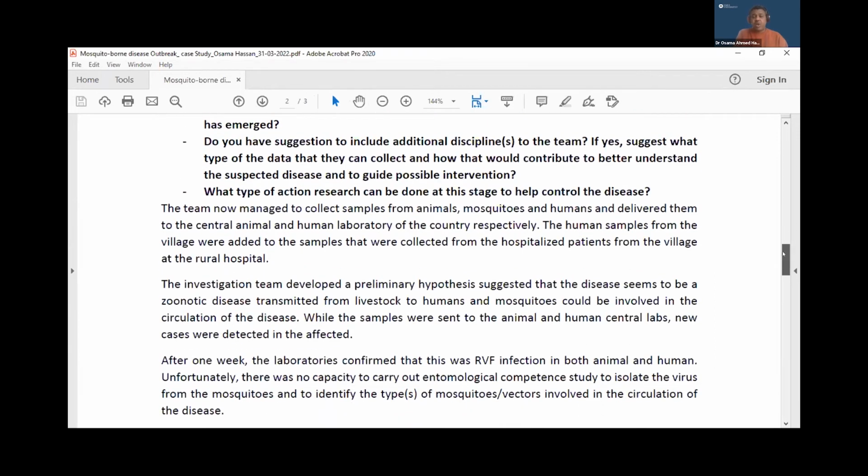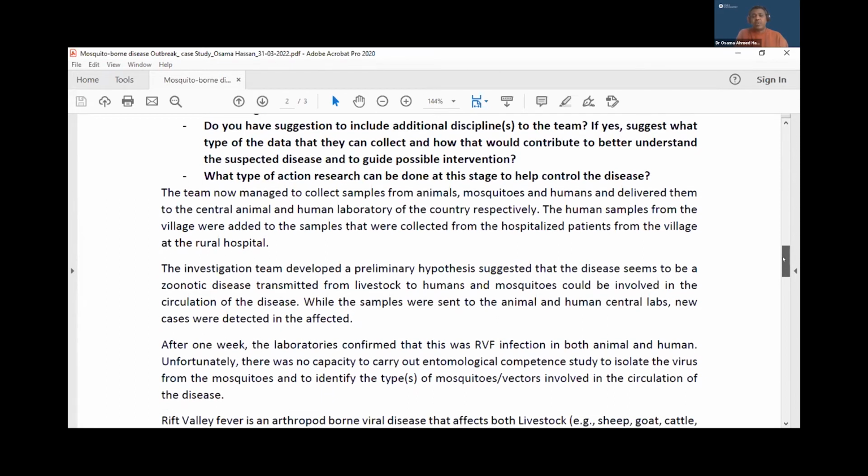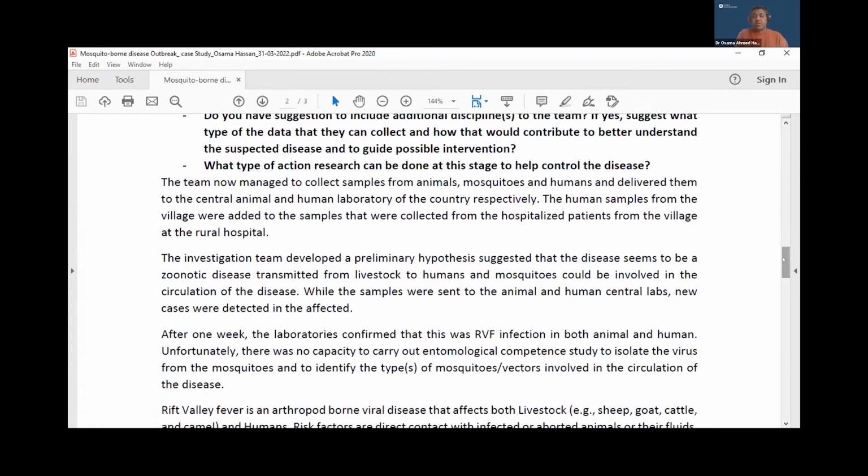The team now managed to collect samples from animals, mosquitoes, and humans, and deliver them to the central animal and human laboratory of the country, respectively. So the human samples went to the human laboratory, and animal samples went to the animal laboratory. But we'd expect information sharing here. The human samples from the village were added to the samples that were collected from the hospitalized patients from the village at the rural hospital. So you remember that we had already collected samples from the hospitalized villagers. So we took these samples from the field and added them to those at the central laboratory.